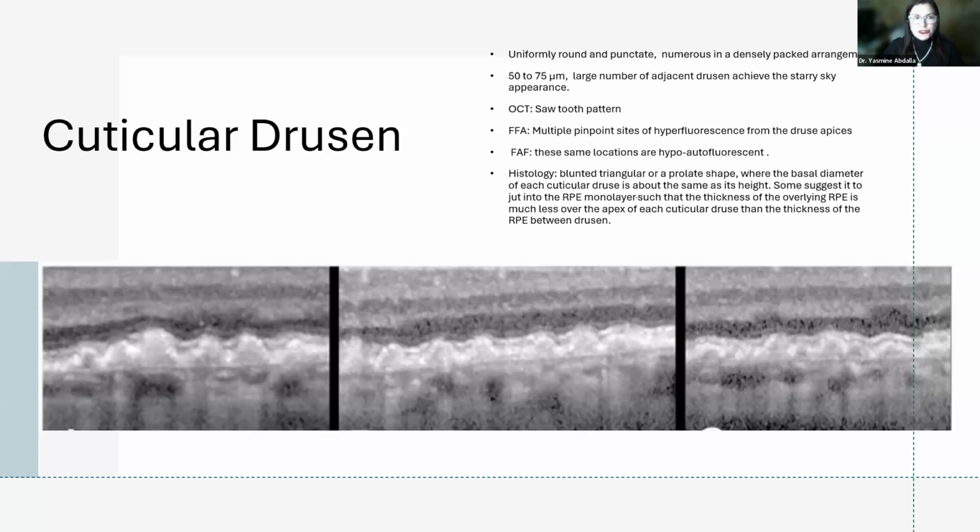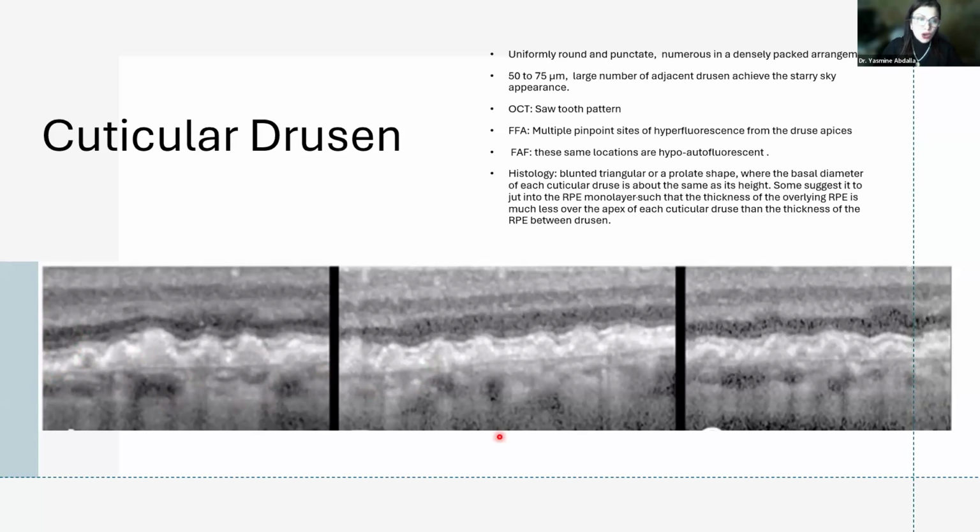Next one is cuticular drusen. It's usually uniformly round and punctate, and it's usually densely packed to give this starry arrangement. It's smaller in size than soft drusen. It can range from 50 to 75 microns. The OCT could show this image here, which is a sawtooth appearance. And FFA can show the starry sky appearance.